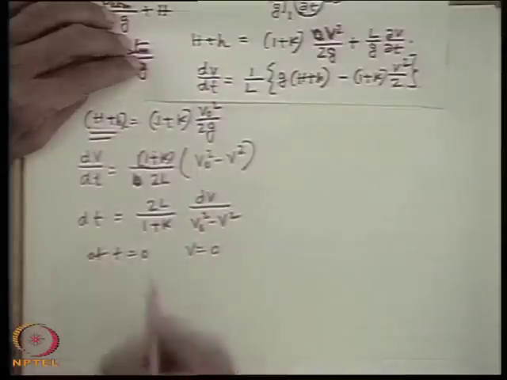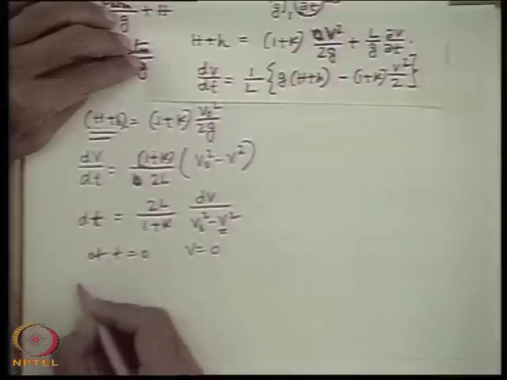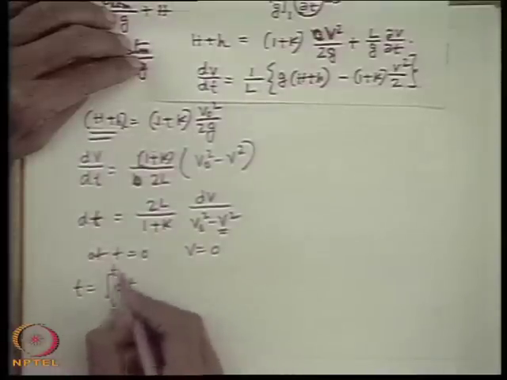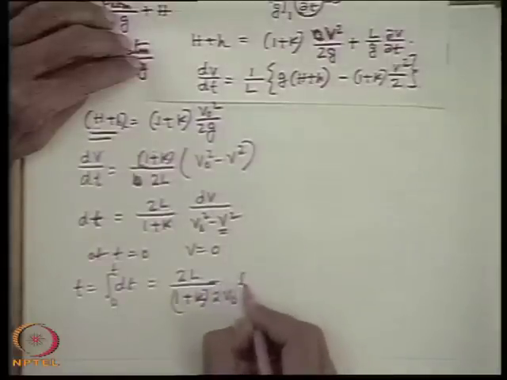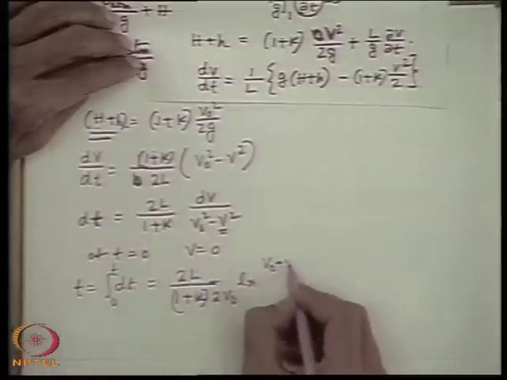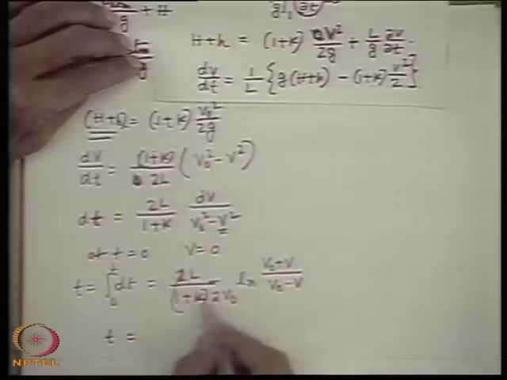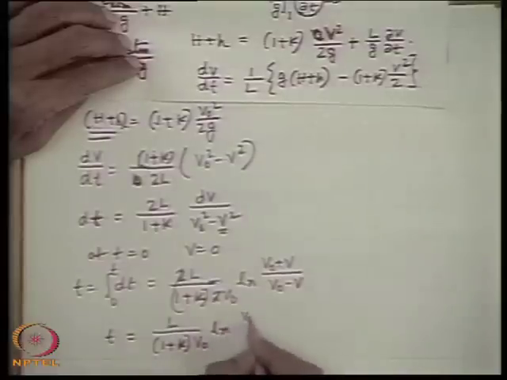So, if I want to find out the time t when the velocity will reach a value V, an instantaneous velocity, then I have to integrate this equation. So, t is equal to integral dt from 0 to t. If you integrate this, we will get 2V0 into ln, the integration will give (V0 plus V) divided by (V0 minus V). Or we can write t is equal to 2L by (1 plus k) V0 ln (V0 plus V) divided by (V0 minus V).